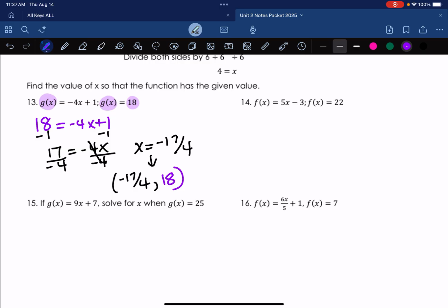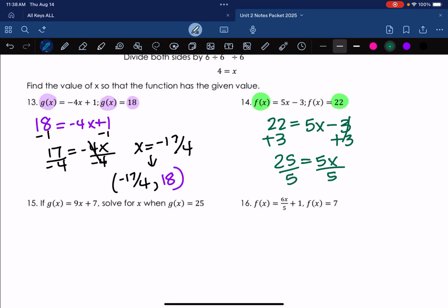Okay, so if you see the function is equal to a number, that means you have to replace the entire function and solve. So they told me f of x in number 14 is equal to 22. So I've got to take this expression 5x minus 3 and set it equal to 22 and solve for x. This one's going to work out a little bit prettier and give me 25 is equal to 5x. Divide by 5, and x is equal to 5. Okay, so we found x.